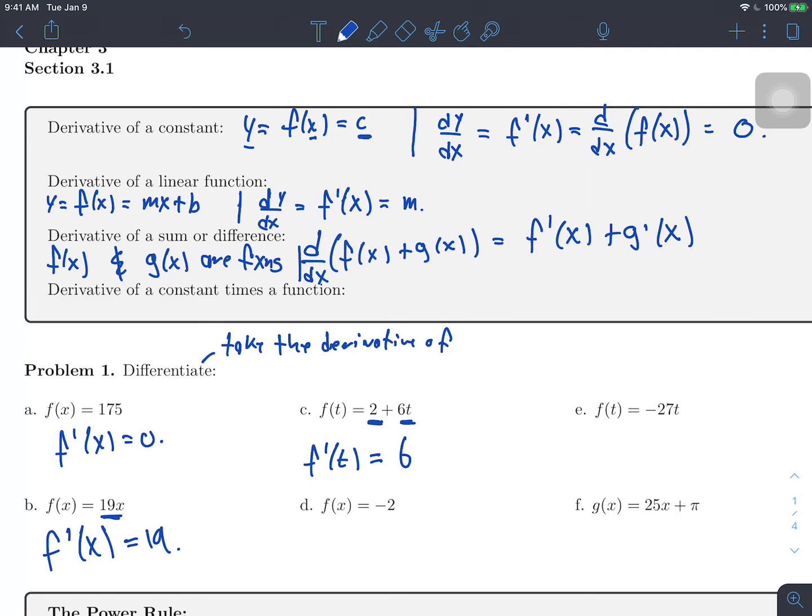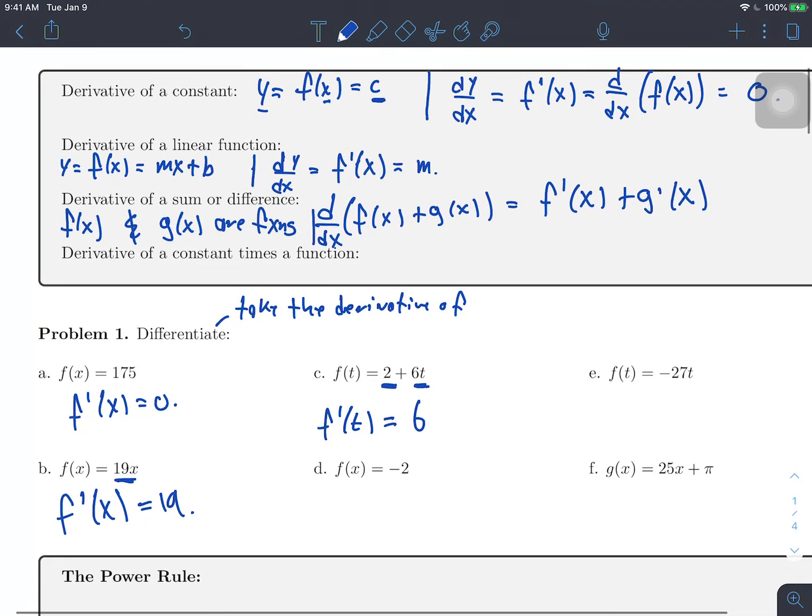Alright, I think we can fly through the rest of these problem 1 problems. So we got f of x equals negative 2. What's the derivative of negative 2 going to be? Yeah, just 0. So, I might write dy dx equals 0.